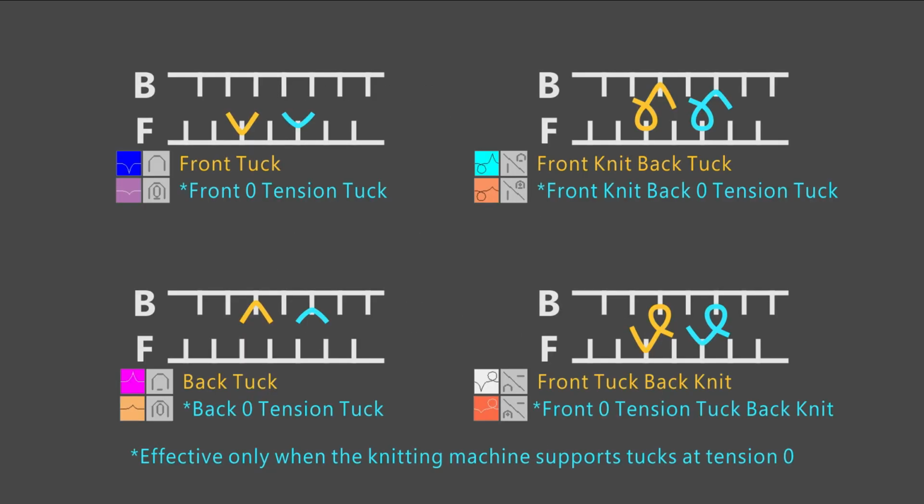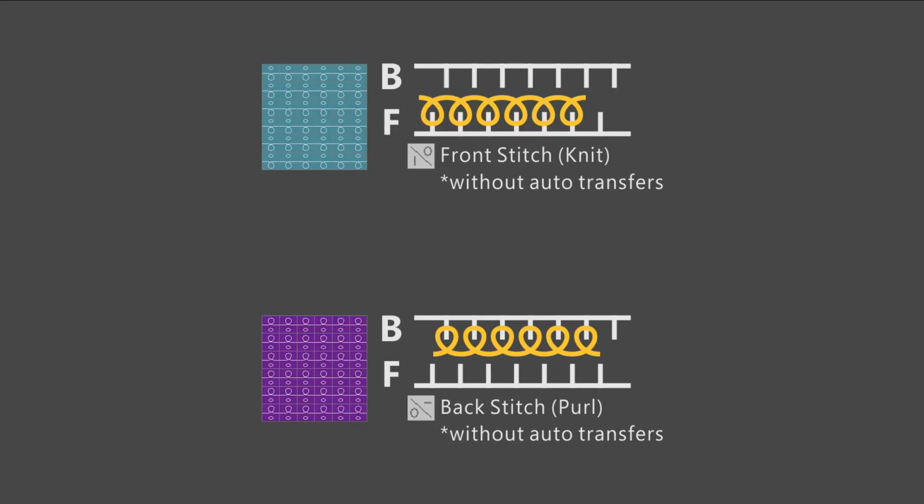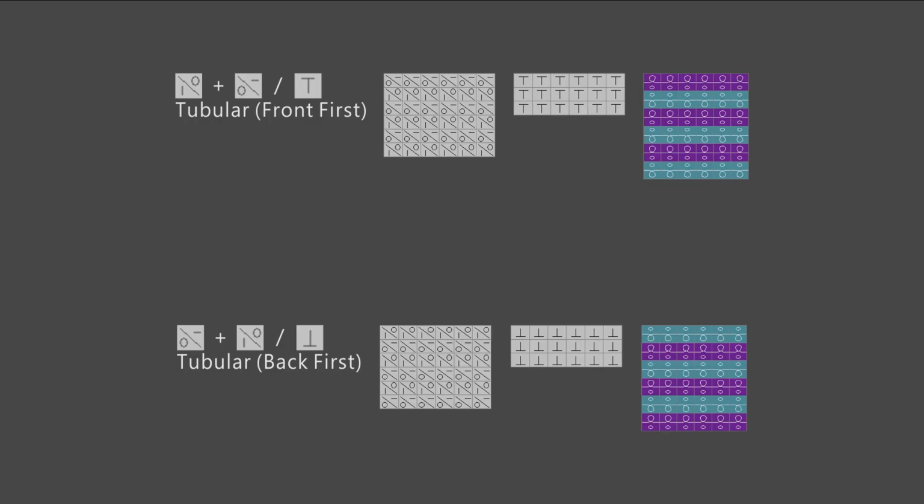Now let's move on to common tuck stitch options. Here are some common combinations of knit and tuck stitches. Tubular stitches are formed using knit and purl stitches without auto transfers. Tubular stitches can be represented in rows or in revolutions.